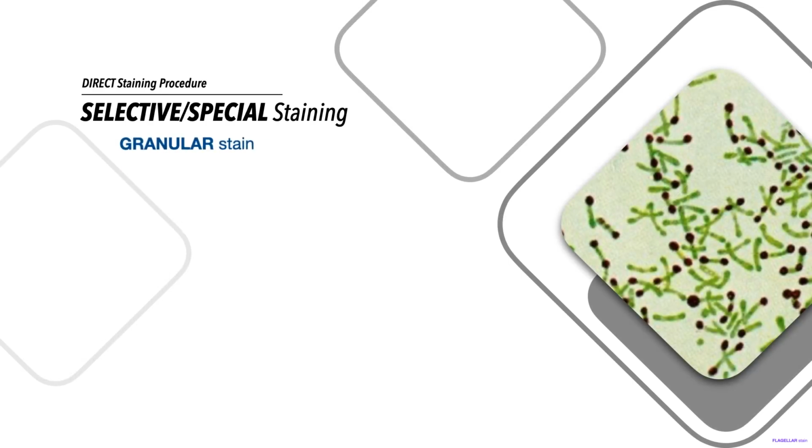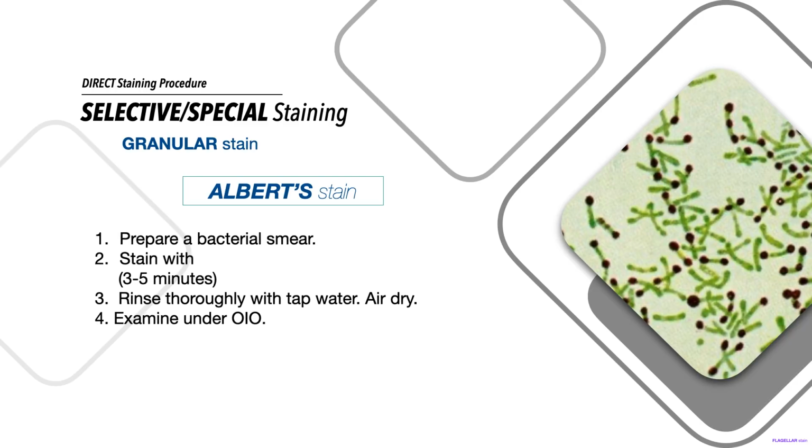Okay, next is our third structure, and that is our granules. So remember this particular picture, diba? It was presented to you last topic. So, ang tawag sa granular stain natin, guys, is Albert stain. So, what is the Albert stain or the Albert method? What happens here is we just prepare a bacterial smear, like how we do it sa mga previous na smearing procedure. Then, we stain it with Loeffler's methylene blue for 3 to 5 minutes. Okay, and after 3 to 5 minutes, we rinse it thoroughly with tap water, we allow it to air dry, and then finally, we examine it under the OIO.